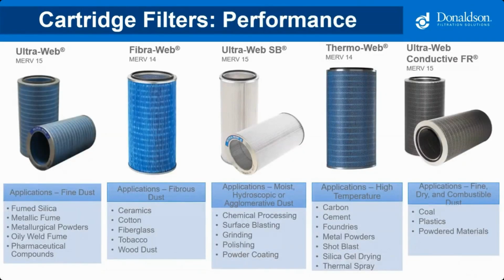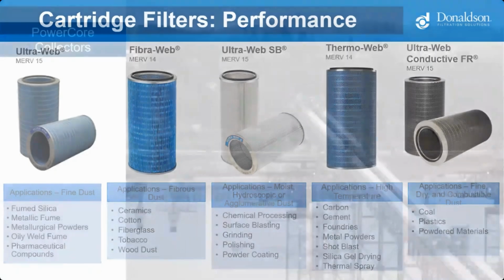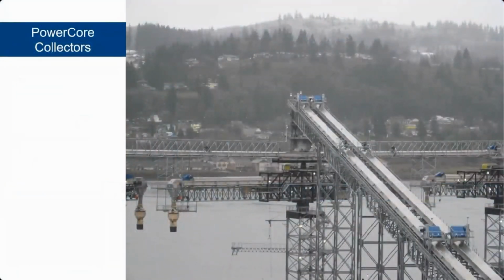There are many different types of media to use for different applications. These are just a few of ours. Again, it's important to specify the right one that will work for your customer. Power Core units are typically significantly smaller than traditional filter units, and thus they can fit into some pretty tight spaces. This picture shows actually eight different Power Core bin vent units at a ship loading facility.